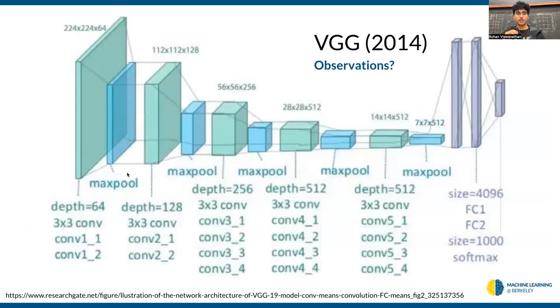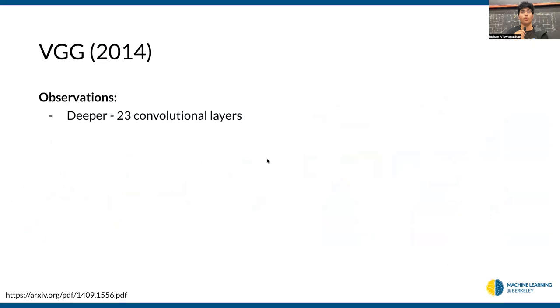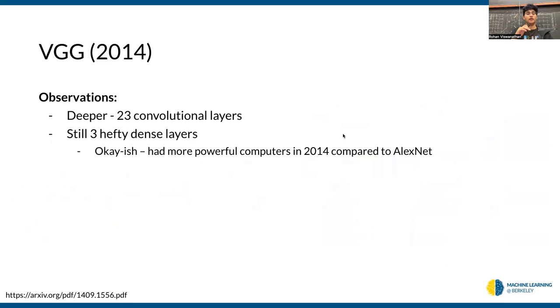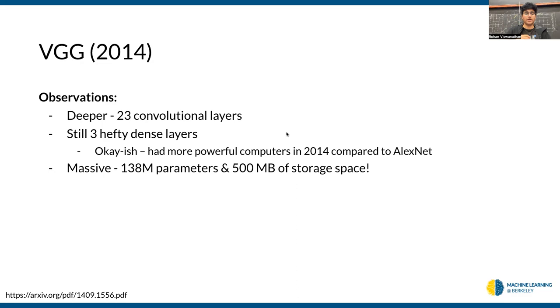VGG, you can think of it as a deeper AlexNet. There's not too much to go over here. The motivation behind this is you want a deeper neural network. That's the purpose of this. Now, instead of 5 convolutional layers, you have 23. You still have the 3 dense layers at the end, which computes a little bit better because computers evolve. CPU power is able to handle these high order matrix computations.